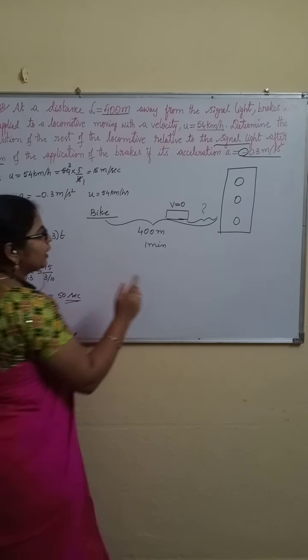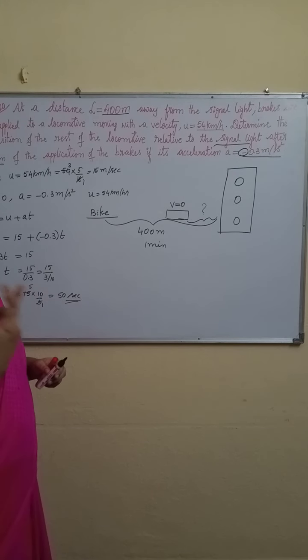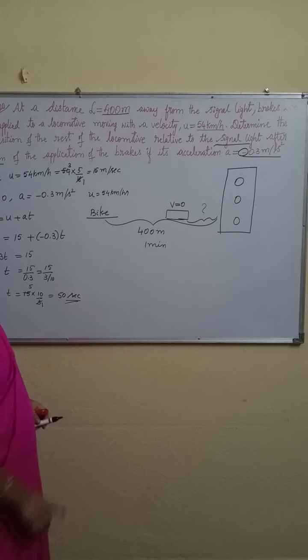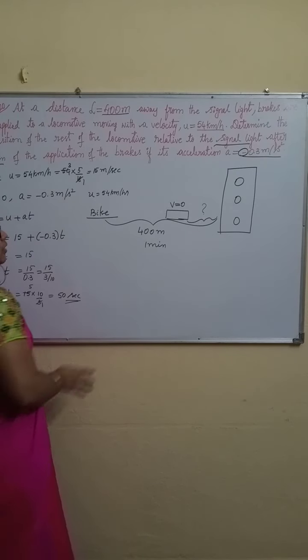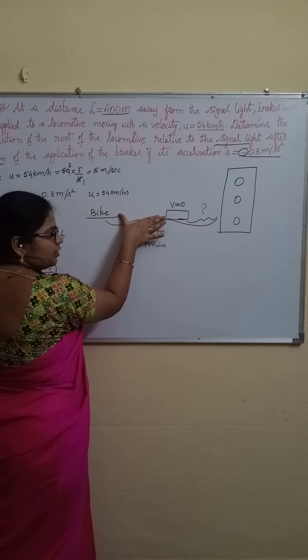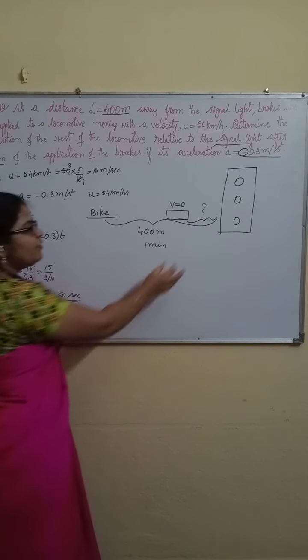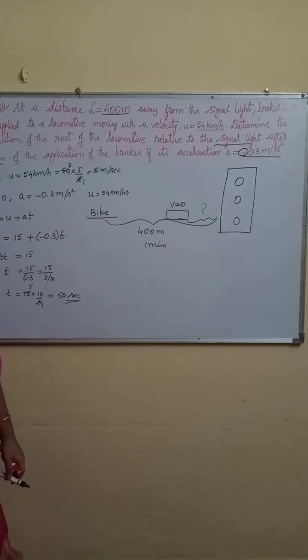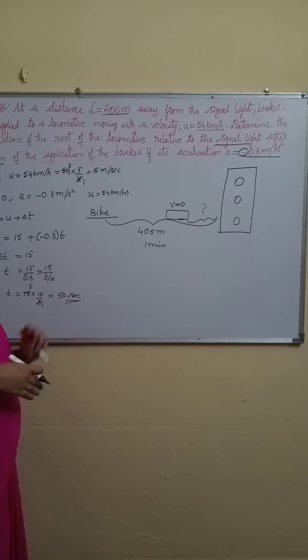Now we have to find out this distance, right? We can do like this also. The total distance is 400 meters, and if we find out the distance covered here and subtract it from 400, we will get this. Don't get confused, it's a very important problem. So within 50 seconds it will come to rest. So how much distance is covered by the locomotive in these 50 seconds?